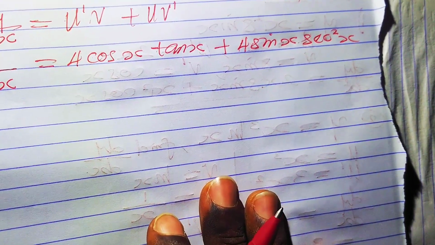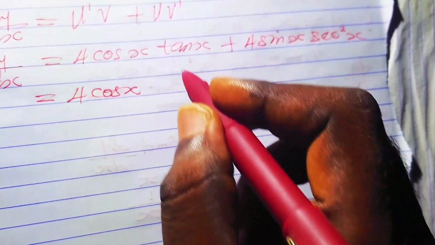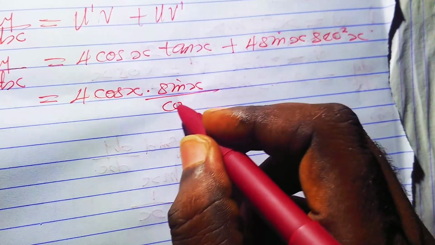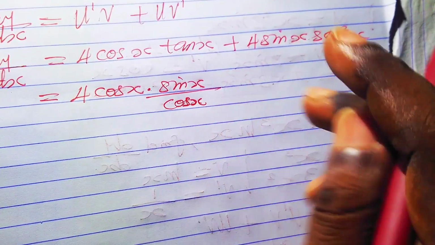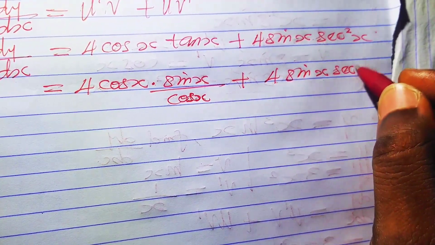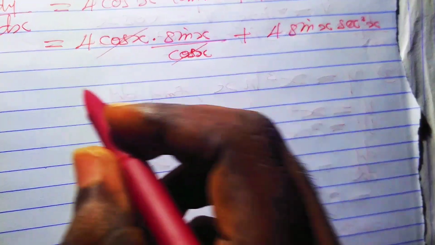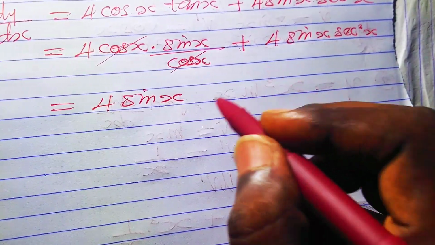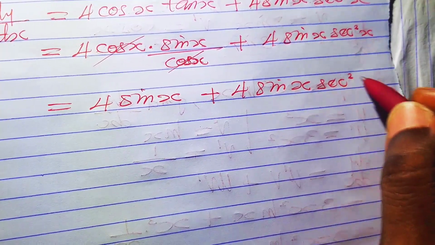Okay, so in this case we can still solve further, in the sense that your 4 cos x tan x can be expressed as sine x over cos x. That's 4 cos x dot sine x over cos x, and then plus 4 sine x sec square x. Then we can cancel out this and this, and this is going to be 4 sine x, plus 4 sine x sec square x.